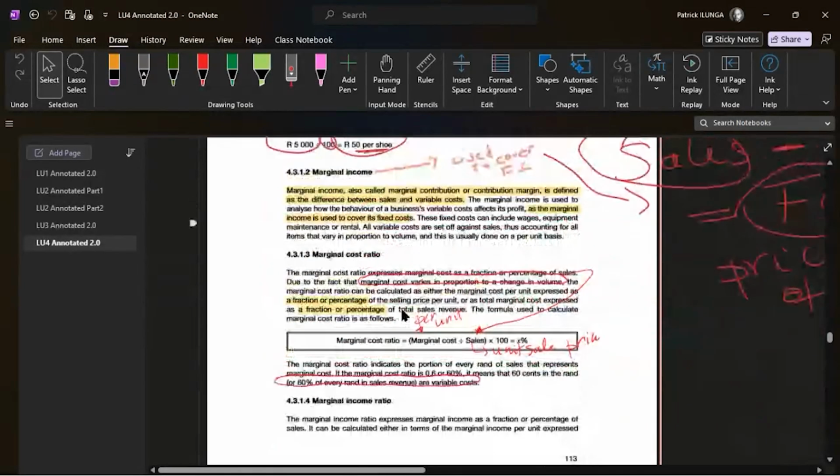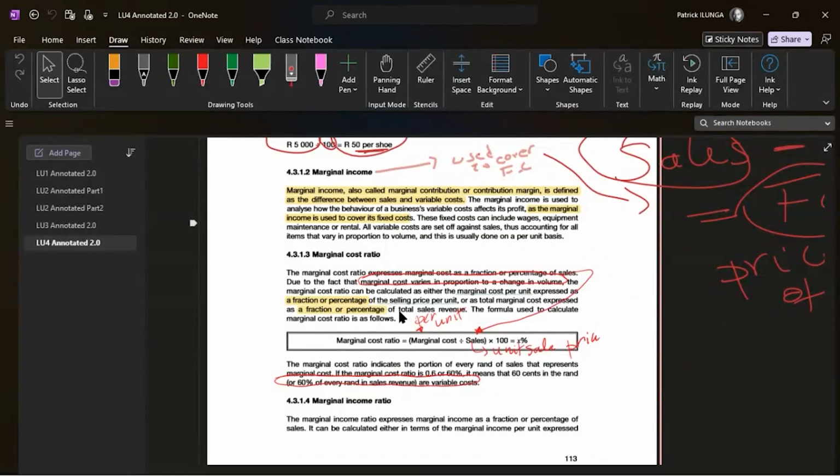So marginal cost, marginal income. What is the marginal income? You probably have heard it, because sometimes it's called contribution margin. It is the difference between sales, so the selling price, for example, minus the variable cost. Okay? Let it sink in.